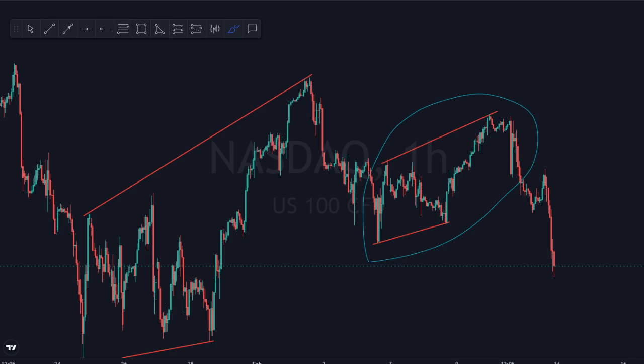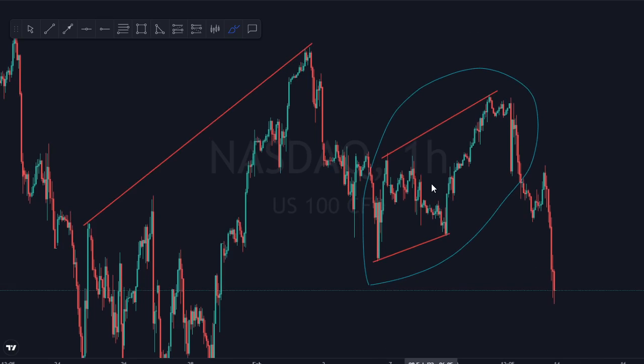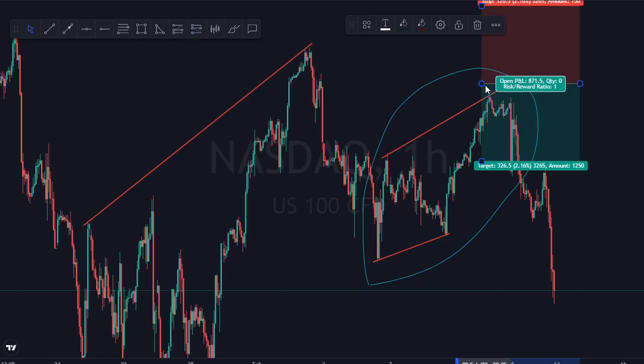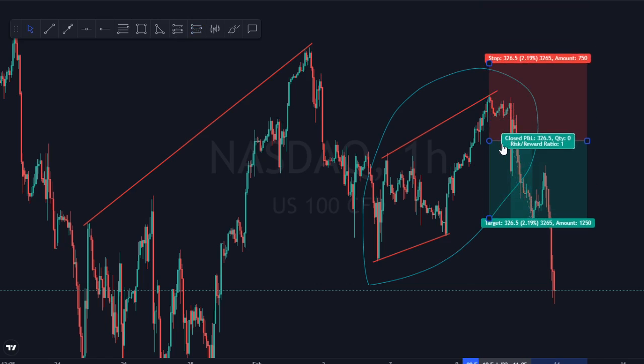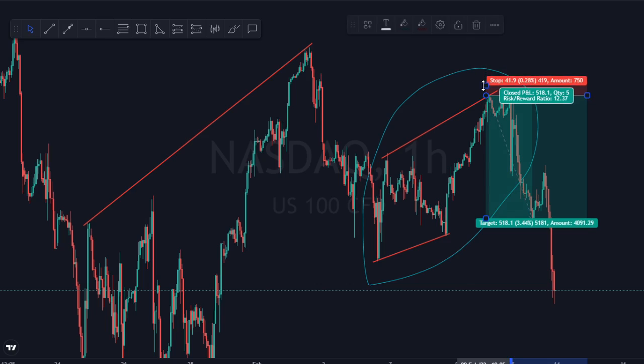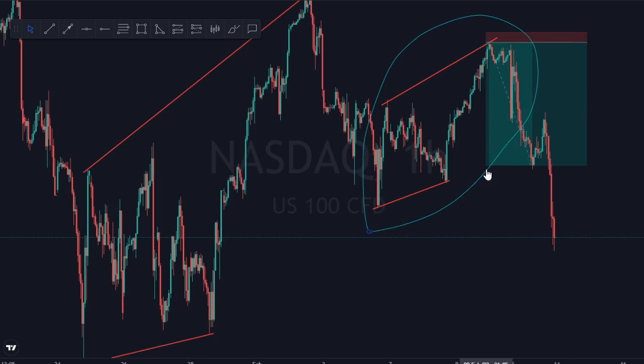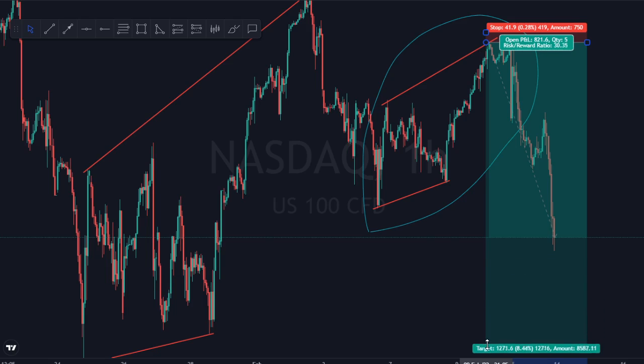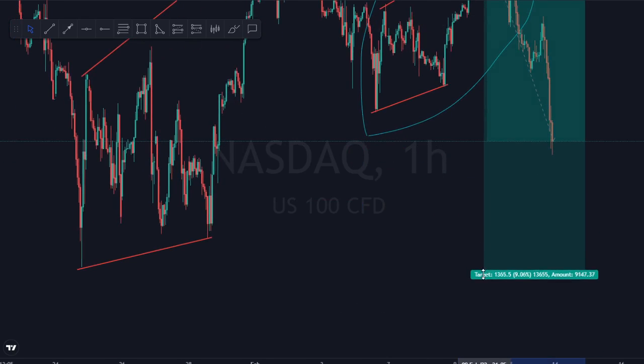Since I know how this pattern behaves and how it plays out, I'm actually in this sell, guys, and I have secured profits. I've locked in good profits, in fact, and my take profit is right about here.